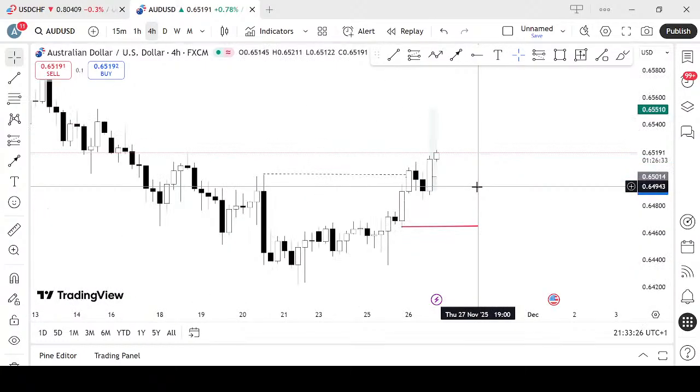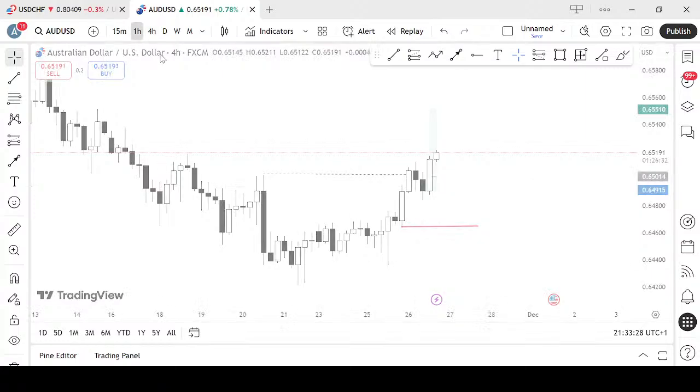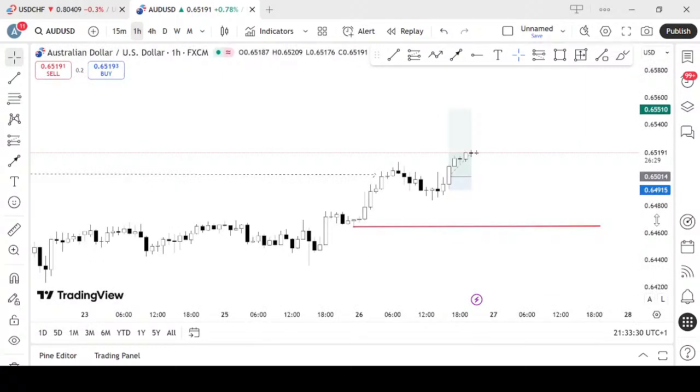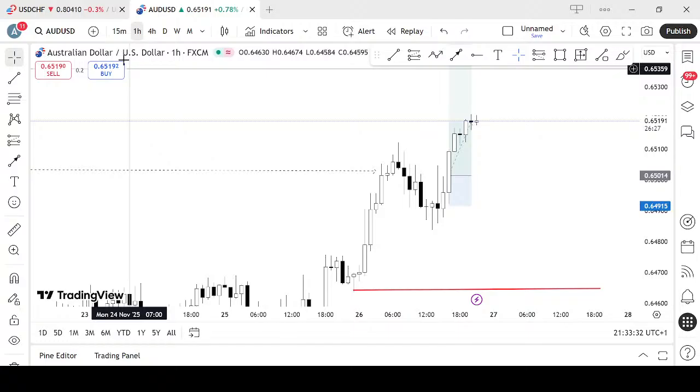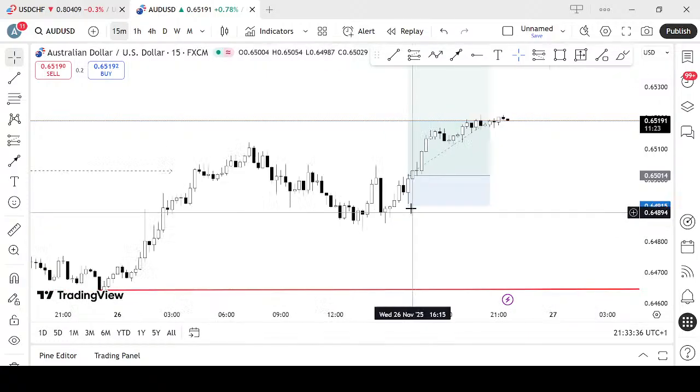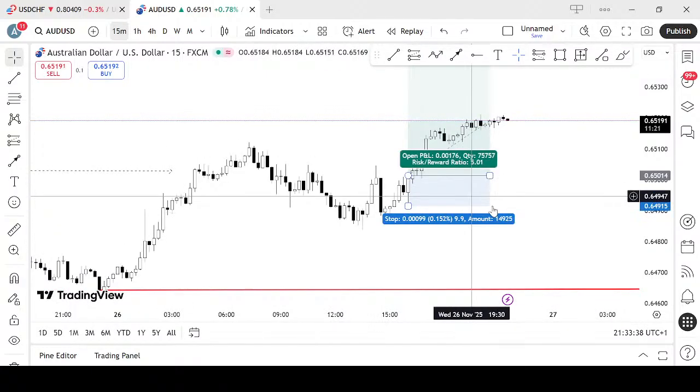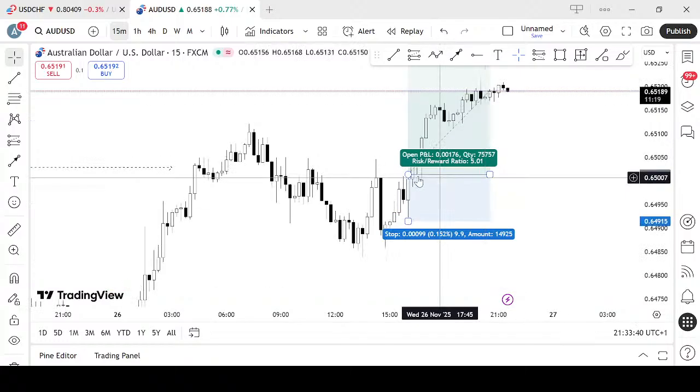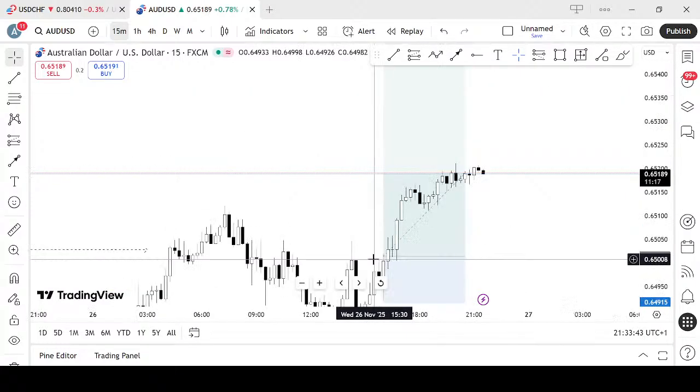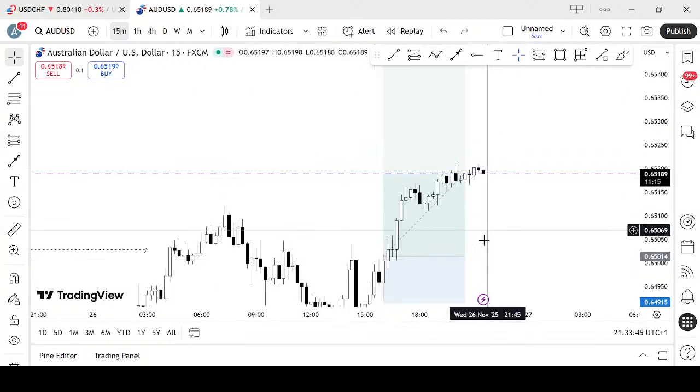On AUDUSD, I have this position open. It's still running presently, and I'm even on it. I took a buy of this bullish engulfing candle, and that happens to be playing out well. So presently, I'm even on the position, and it's still running well.